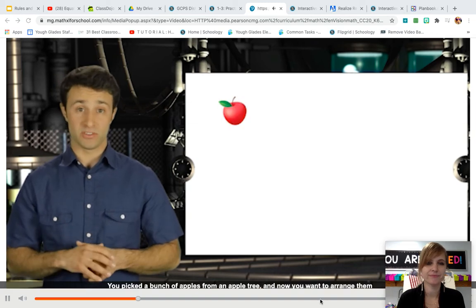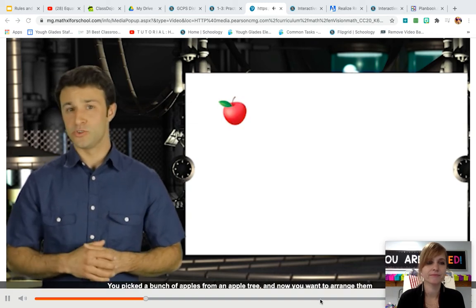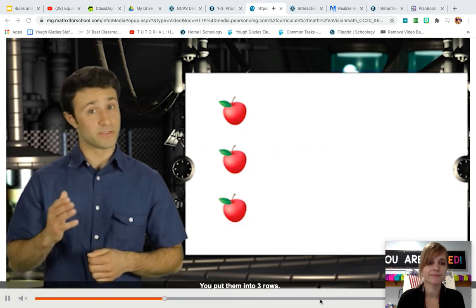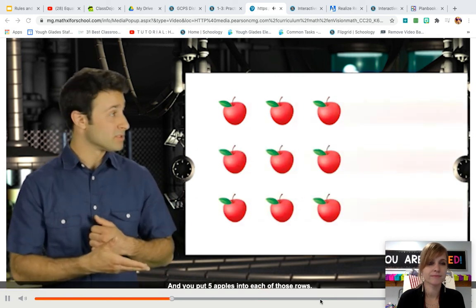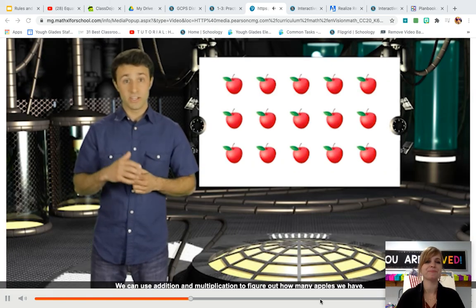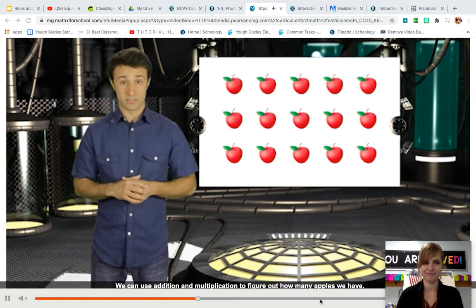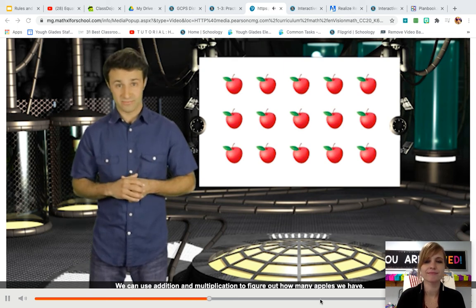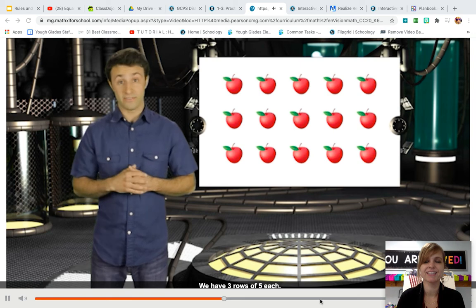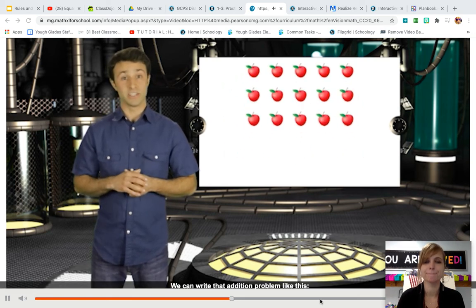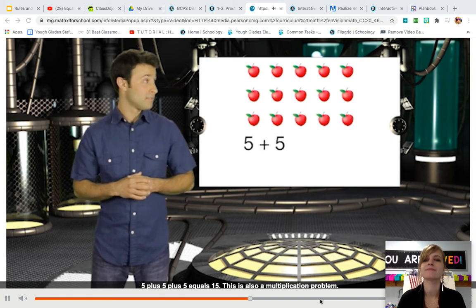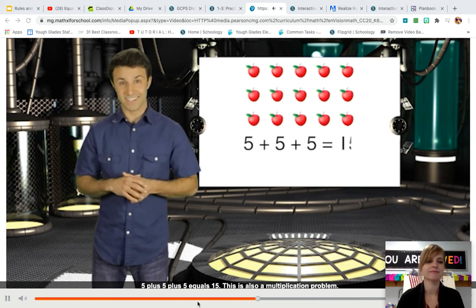You picked a bunch of apples from an apple tree, and now you want to arrange them in an array to figure out how many you have. You put them into 3 rows, and you put 5 apples into each of those rows. Now we have an array. We can use addition and multiplication to figure out how many apples we have. Let's start with addition. We have 3 rows of 5 each. We can write that addition problem like this. 5 plus 5 plus 5 equals 15.